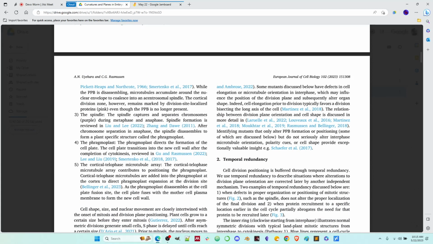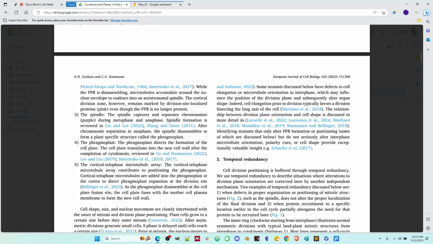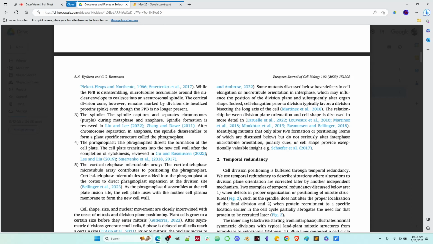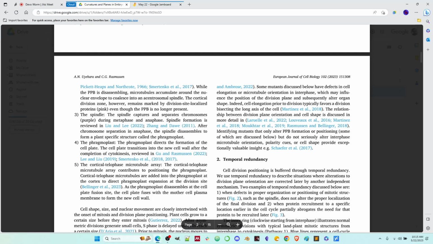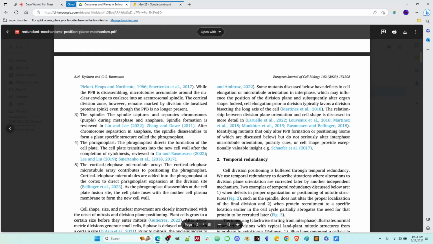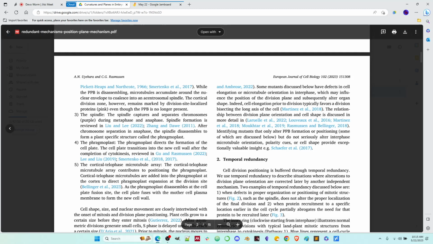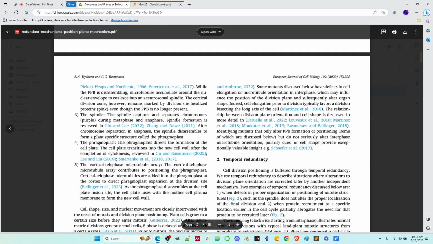Actually, they talk a little bit about the spindle. Spindle captures and separates chromosomes during metaphase and anaphase. Spindle formation is reviewed in these places. After chromosome separation in anaphase, the spindle disassembles to form a plant-specific structure. They also have microtubule arrays that contribute to the positioning of this specific structure, which also directs the formation of the cell plate.